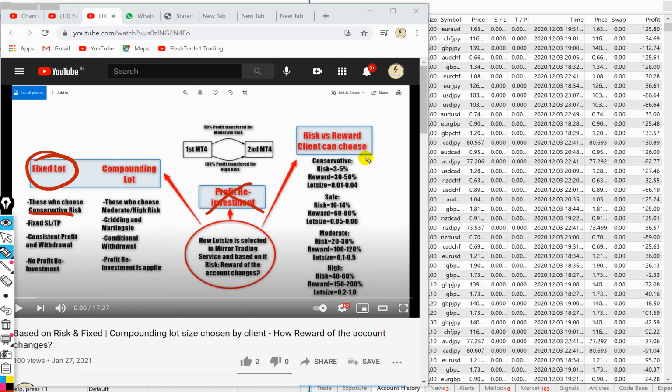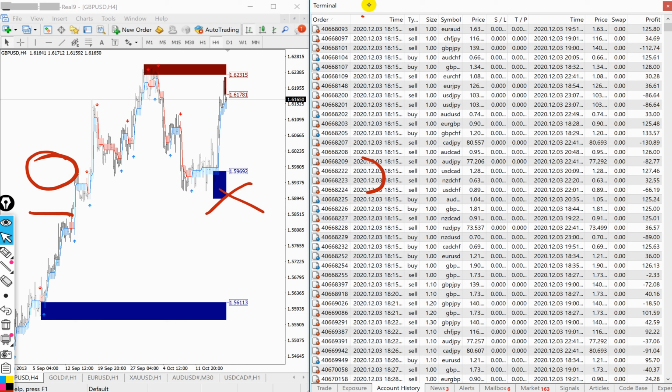So here this account is traded with conservative risk, and all the pairs are traded with the help of our multiple in one trend indicator and our supply and demand indicator. They are not traded randomly. All the entries are taken as per the indication shown by both of these indicators, and this is a completely automated strategy. This is not manual trading.